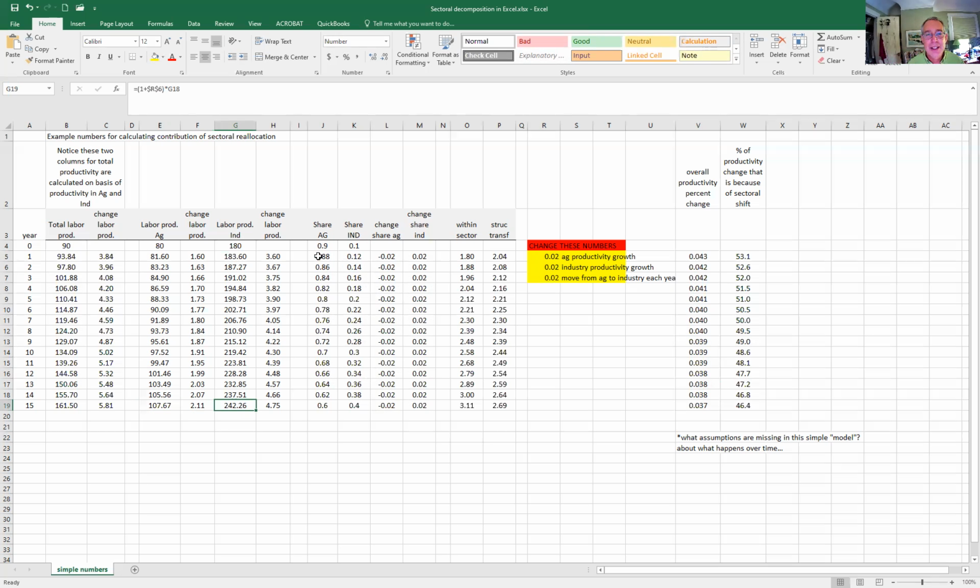So we see here's the ag sector declining steadily till by the 15th year, it's only 60% of the labor force, and the industrial sector rises steadily till it's 40% of the labor force. And here we get their respective shares.